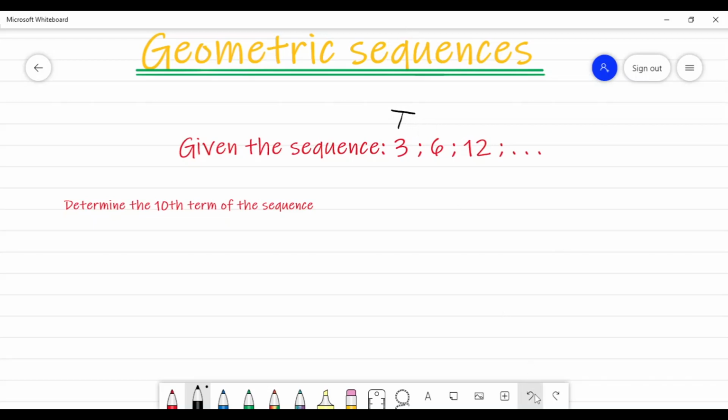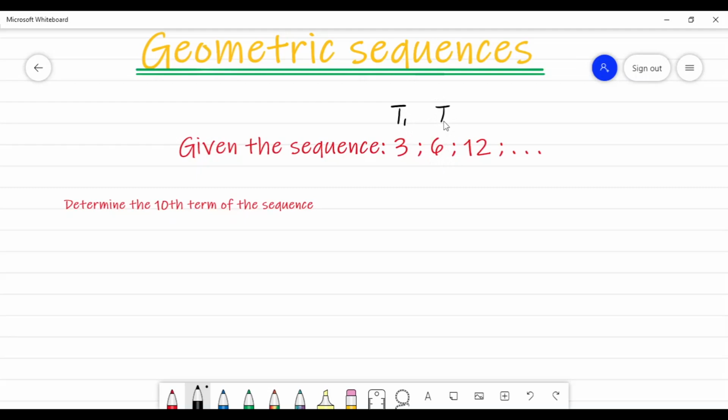So we've got our first term, which is your T1. We've got our second term, which is 6, and that's your T2. And we've got our third term, which is 12, and that is our T3, right?